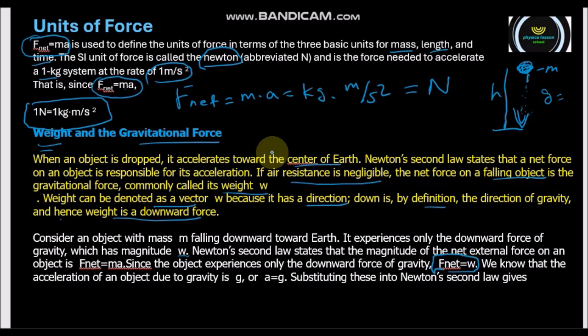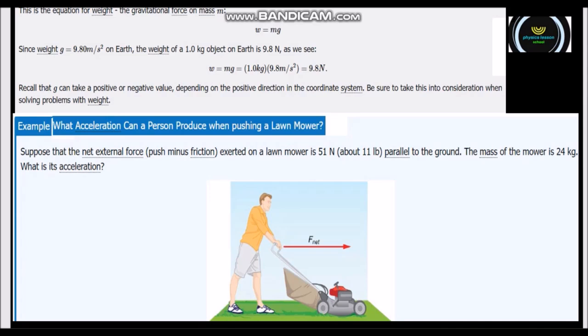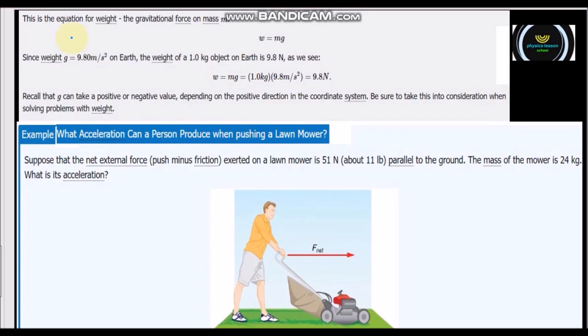We know that the acceleration of an object due to gravity is g, so a equals g. Substituting this into Newton's second law gives the following equation. From this equation, the gravitational weight can be calculated as mass times gravity, where g is the acceleration due to gravity.